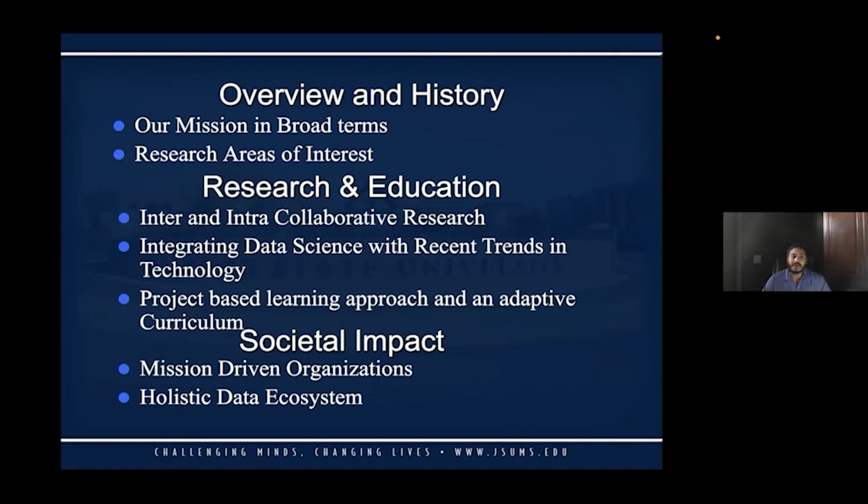We have collaborations within Jackson State University with the College of Public Health, Physics, Chemistry, Biology, Computer Science, Computer Engineering, and Mathematics. And also inter-collaborative research with UMMC, Mississippi State University, the University of Mississippi at Ole Miss, and some industries around Jackson, Mississippi.